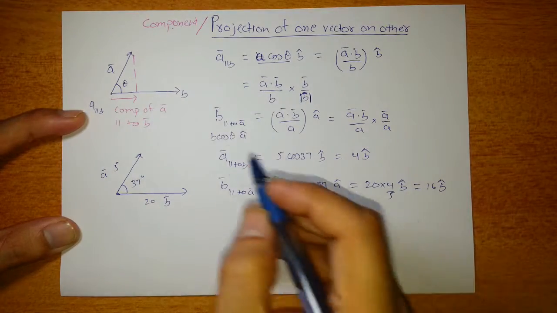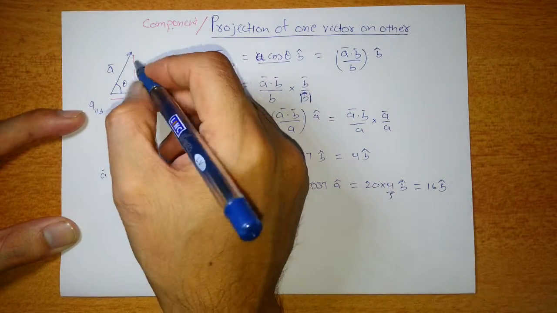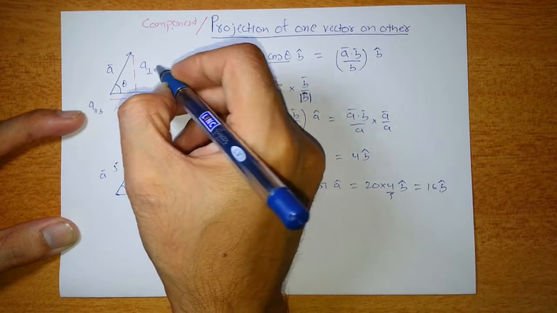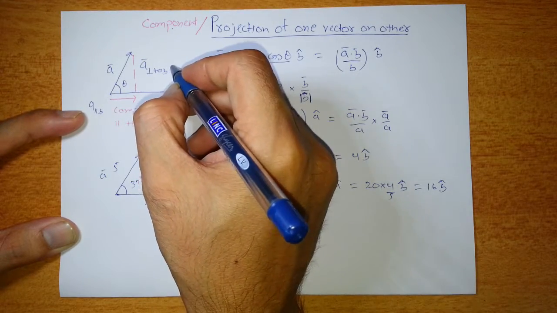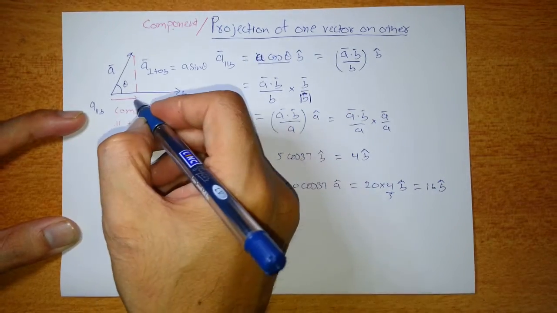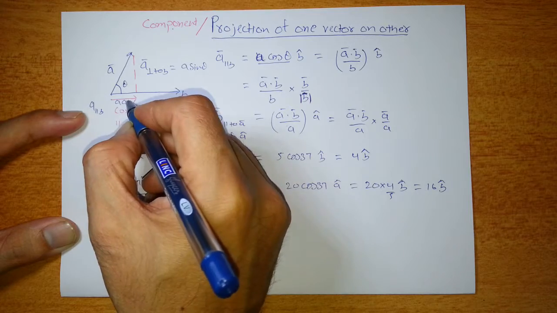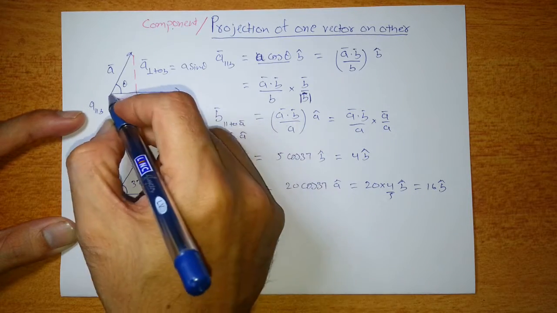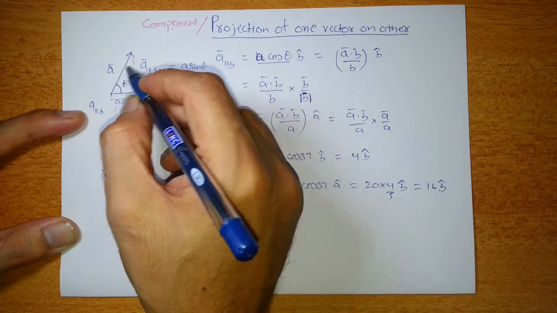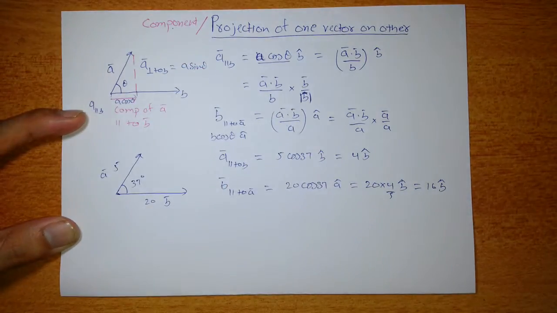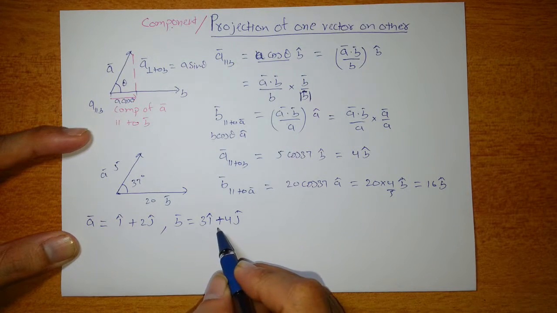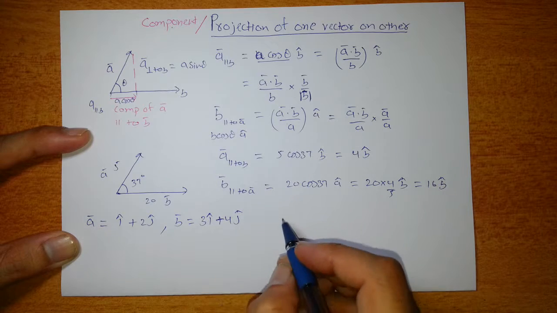Before going further, we can just see this is also termed as A parallel to B. The magnitude of this is A cos theta, as this is the base, we can say this will be cos theta and this will be sin theta, A sin theta, A cos theta. Now we have to find the component of A along B. A and B are two given vectors.